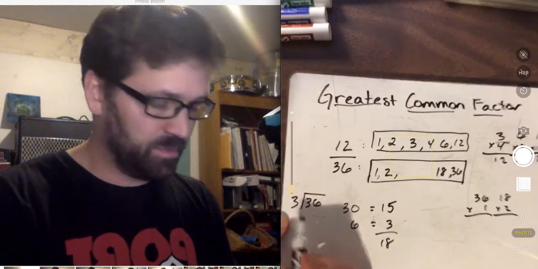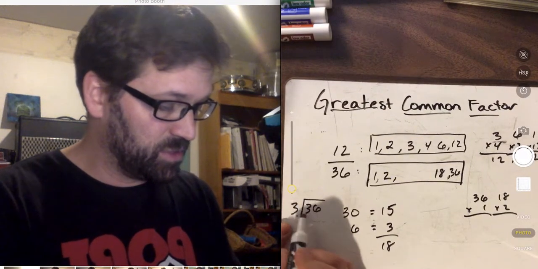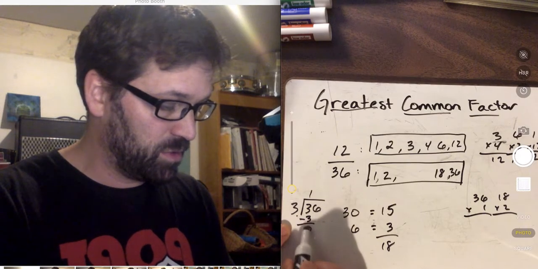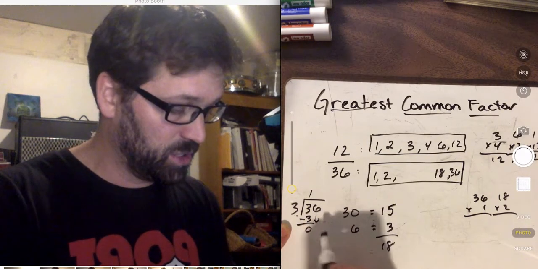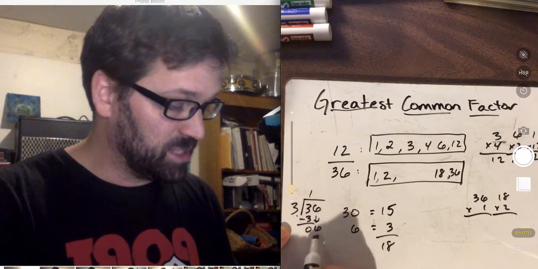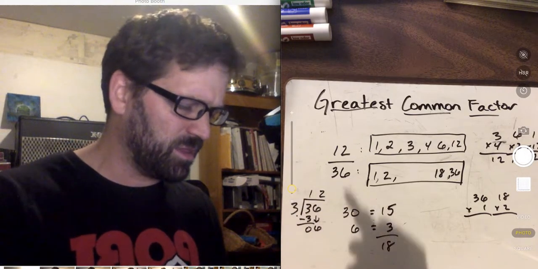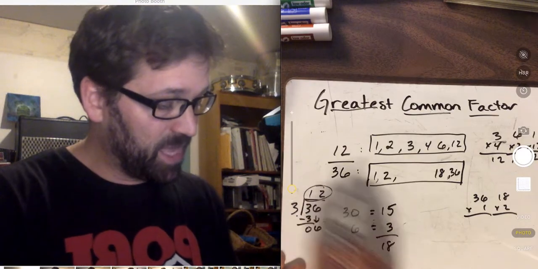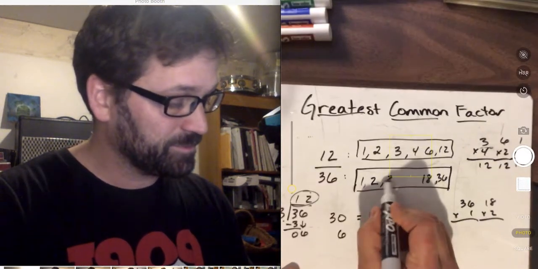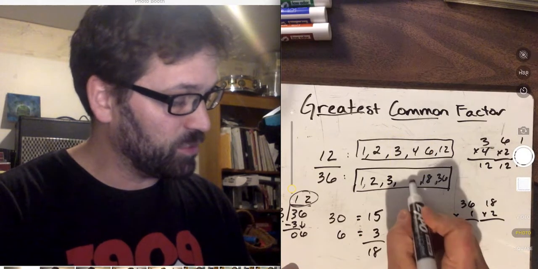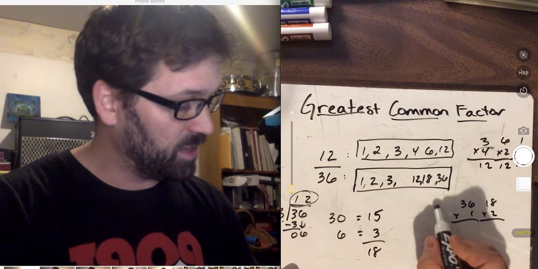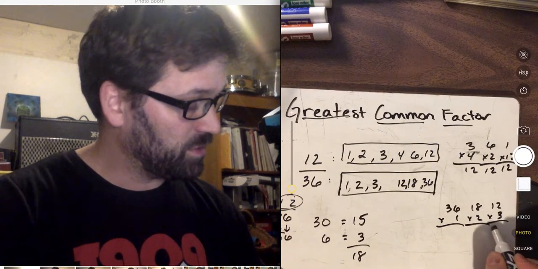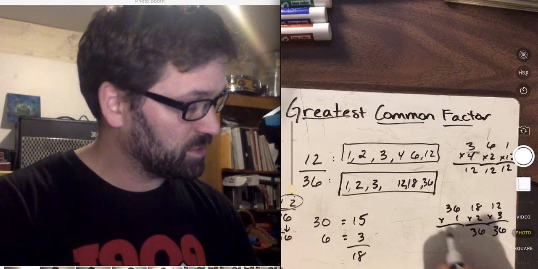3 goes into 36. 3 goes into 3 one time, which is 3. Subtract, 0. Bring down 6. 3 goes into 6 2 times. Oh, yeah, duh. 3 times 12 is 36. So I know that 3 does go in, and it goes in 12 times, okay? 12 times 3 equals 36.